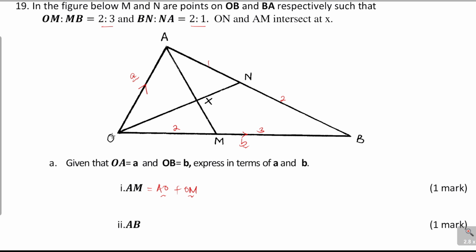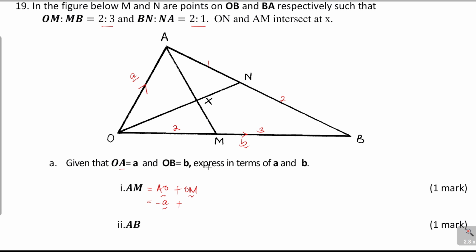What is AO? AO, you can see I indicated the arrow. You're given that OA is A. But now when you're moving in the opposite direction of the arrow, that is AO, that will not be A. It will be negative A. Reason? You're moving in the opposite direction. Remember, you're given OA is the one that is A. So AO, you're moving in the opposite direction, so it will be negative A.